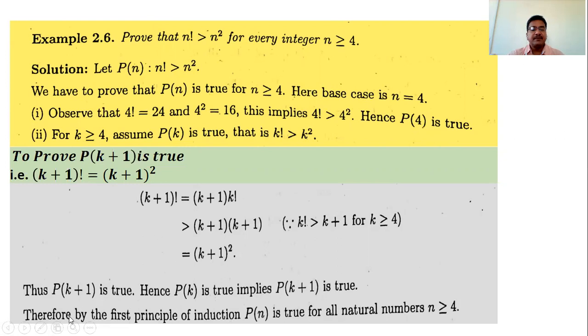This is the second step, and therefore by mathematical induction Pn is true for all natural numbers greater than or equal to 4.